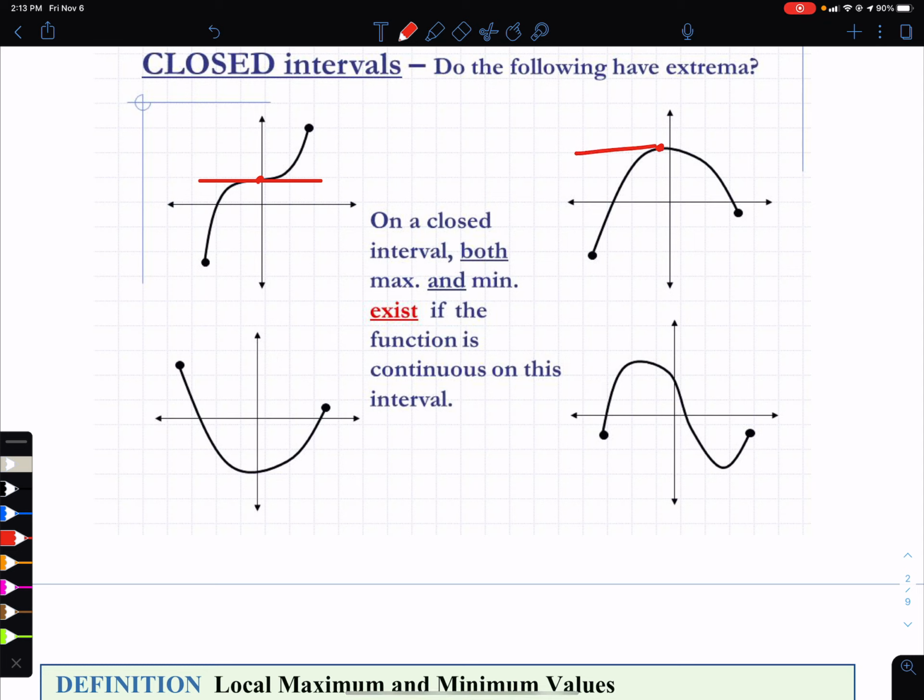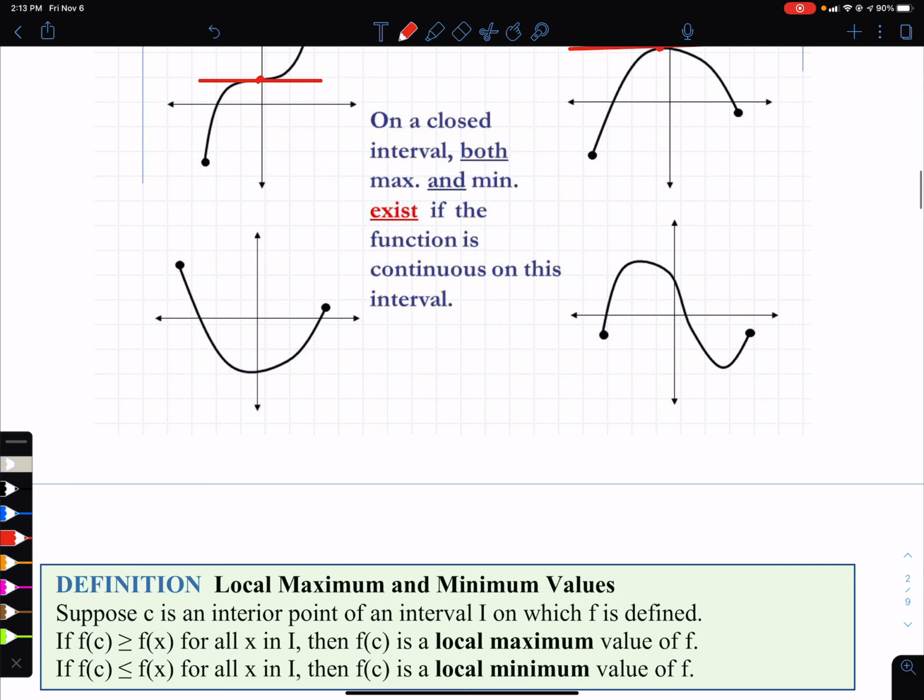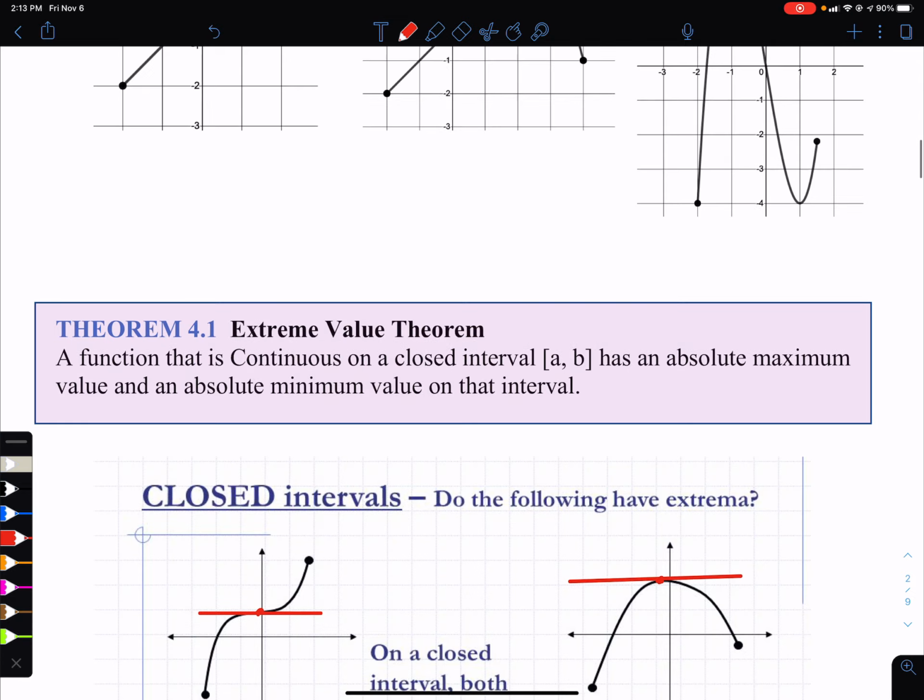Here, I claim there's a critical point right there because it looks like the tangent line is 0. Slope of tangent line is 0. The bottom left, I claim there's a critical point right there because it looks like the slope of the tangent line is 0 at that point. And then this one, I claim there's 2, one right there and one right here, because it appears that the slope of the tangent line is 0 at those points. So hopefully you're getting a feeling for critical points.